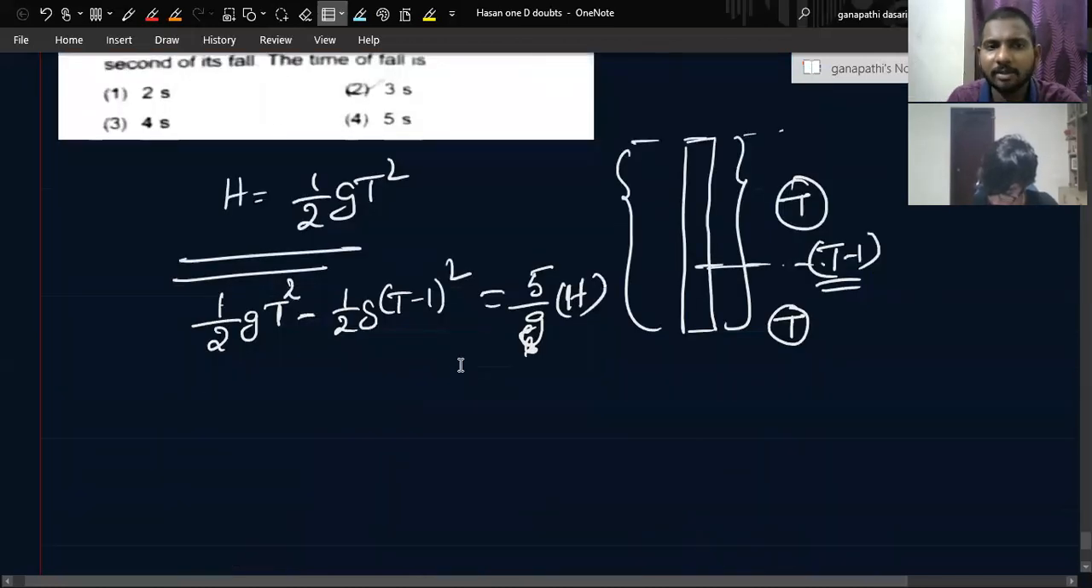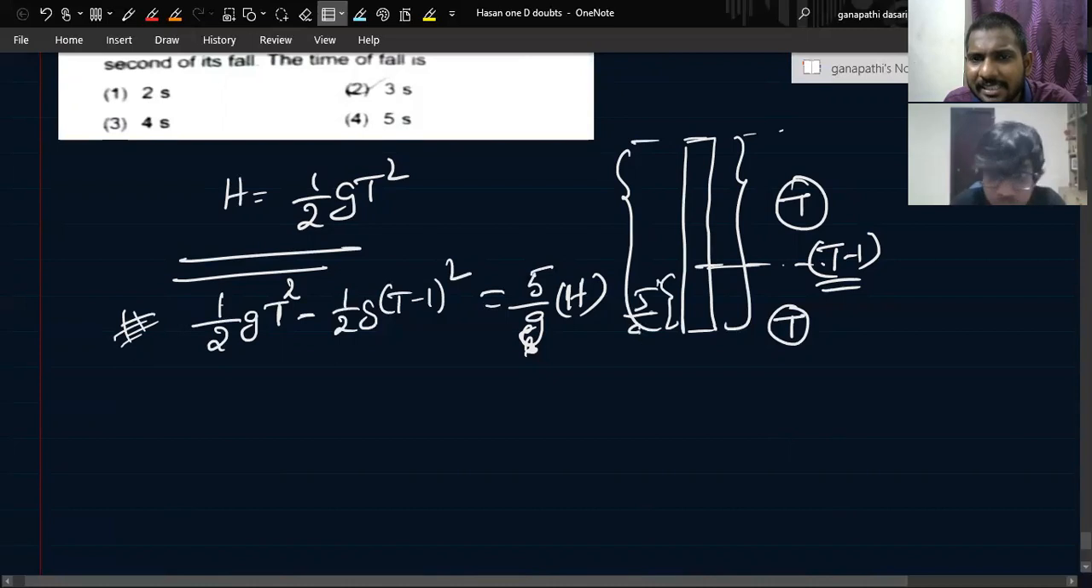So you solve it now. Can you divide both of them? If you divide, what will you get? Half g t square minus half g into t minus 1 whole square. This calculation becomes a bit hectic, so I'll try to simplify it this way. If this is 5 by 9 h, what is this? 4 by 9 h.